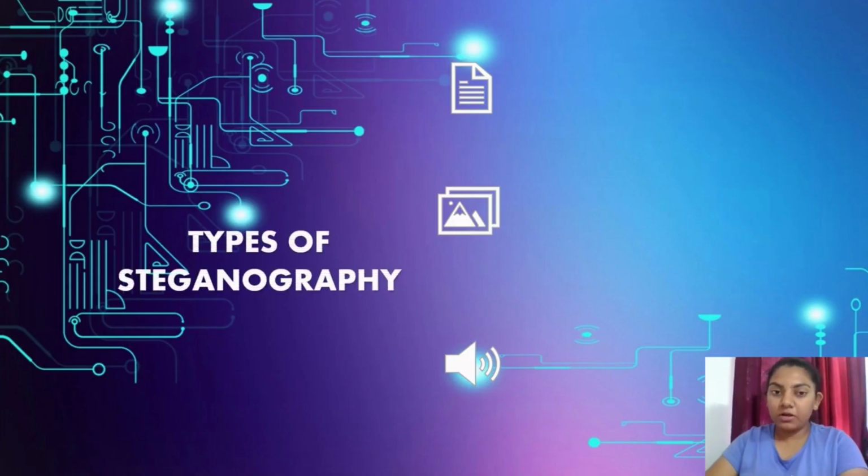So the next topic is types of steganography. Depending on the nature of the cover object, in which the actual secret data is embedded, steganography can be divided into 5 types: text steganography, image steganography, video steganography, audio steganography, and network steganography.